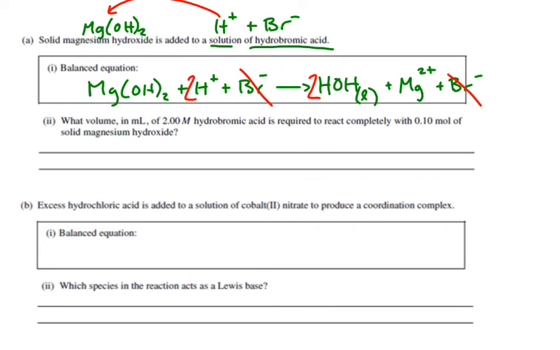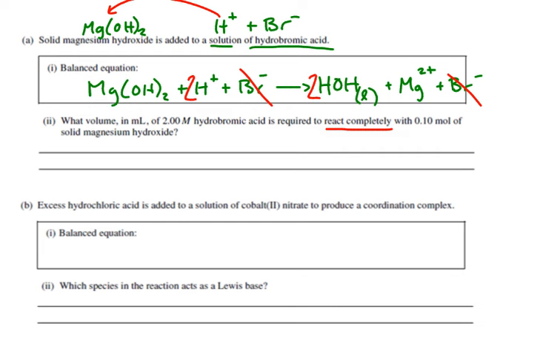What volume in milliliters of a 2.0 molar hydrobromic acid is required to react completely with 0.1 mole of solid magnesium hydroxide? Well, that's a base. This is an acid. So that sounds like consumption or neutralization, however you want to view it. So if I have 2 molar of this and 0.1 moles of that, what volume will react completely with this?